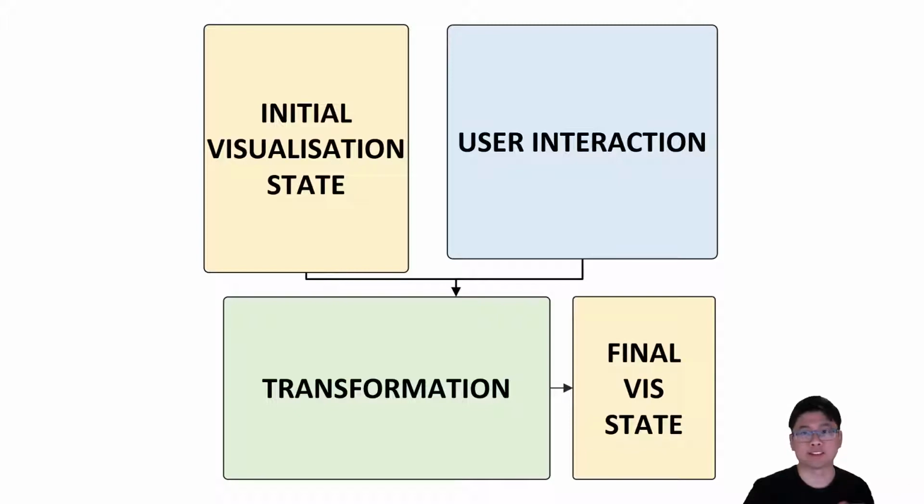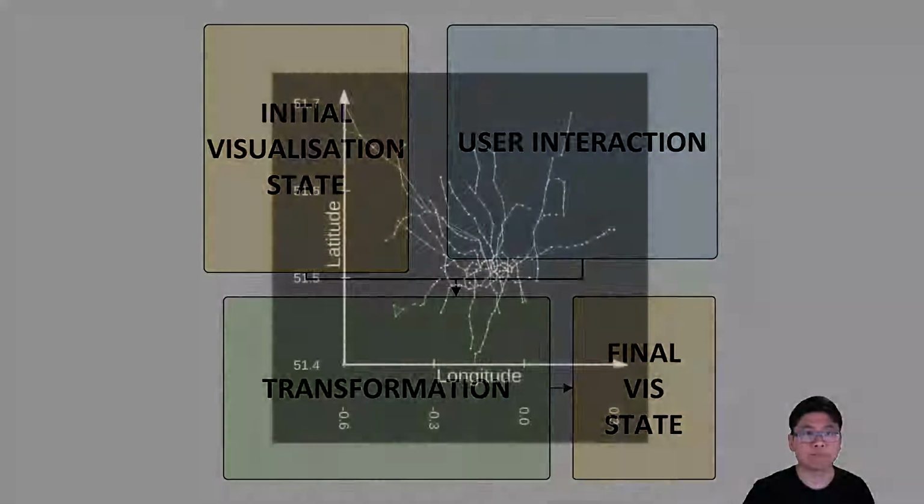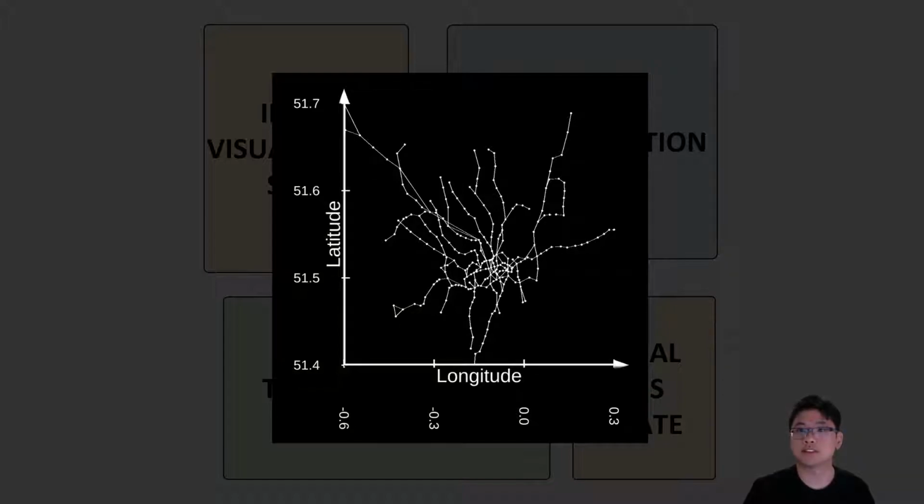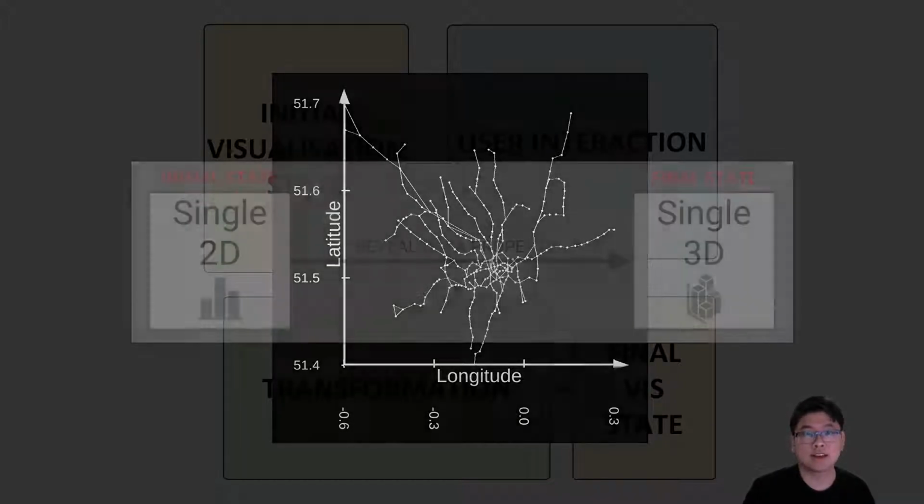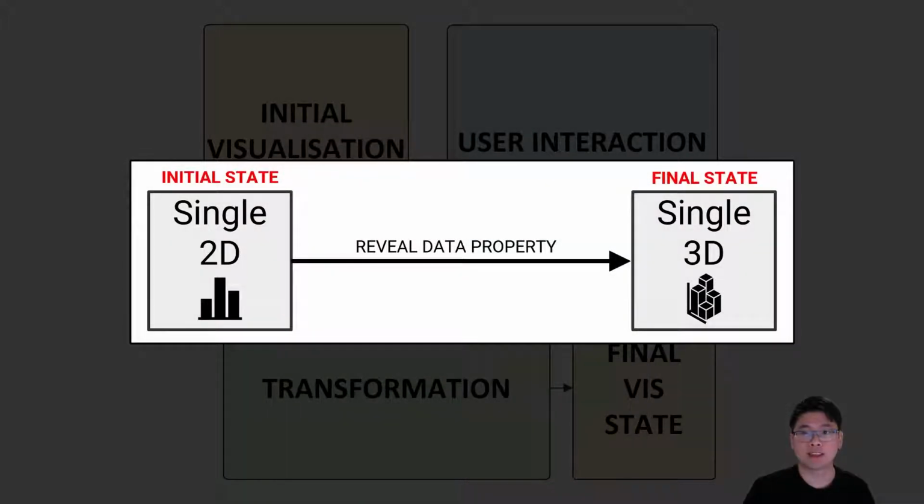Let's break down this design space through the lens of another example technique, finding the shortest path between two nodes on a network, a very common task. Referring back to our task mapping, as we want to reveal a property of the data, this will be a single 2D to 3D transformation.